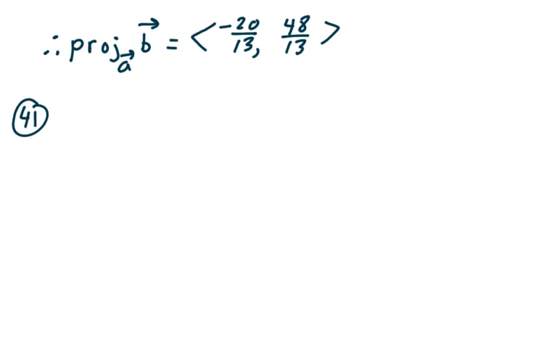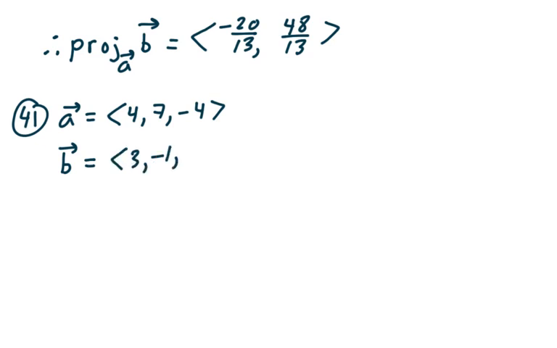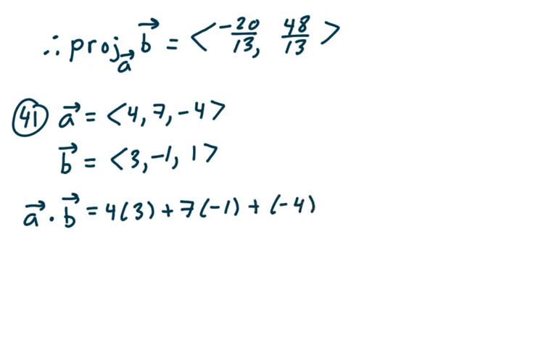Let's take a look at 41. Suppose A is the vector 4, 7, -4. And B is the vector 3, -1, 1. Okay. Now, same directions, right? We want the dot product of A and B first, right? It's a nice systematic way to approach this. So I get 4 times 3 plus 7 times -1 plus -4 times 1. But this is 12 minus 7 minus 4. I get 1 back.